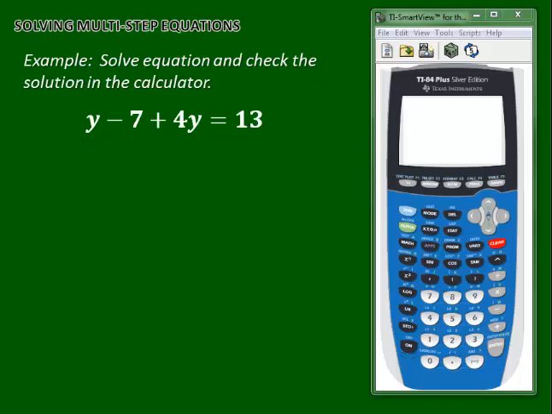Hello students, today's lesson we're looking at solving multi-step equations, and this is just going to be more of a combination of solving the two-step equations, and today we're going to add two new parts to it. We're going to combine like terms, and we're also going to use distributive property in these problems.